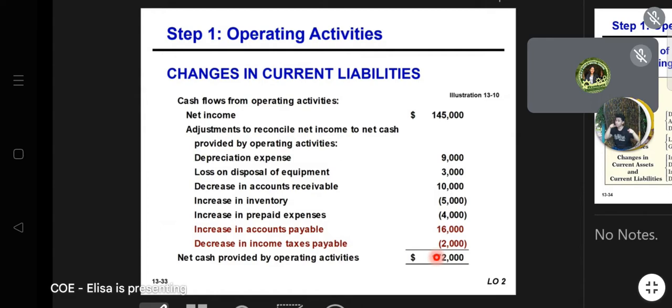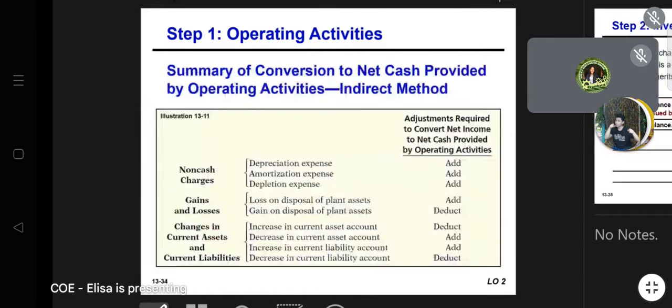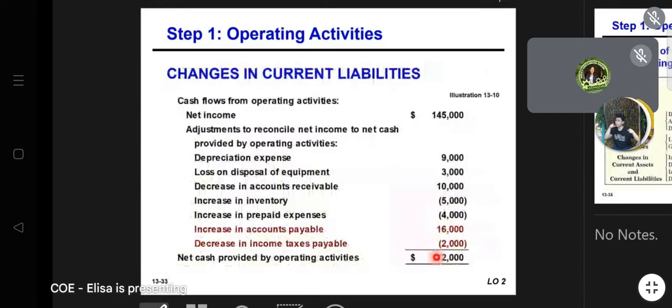So in this case, we were now able to convert the accrual basis to cash basis. So this is now the net cash provided by operating activities. This is very important because the cash generated by operating activities is 172.